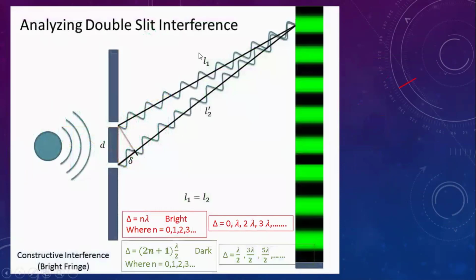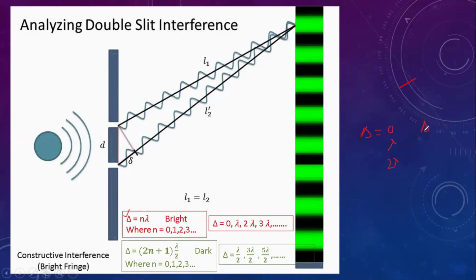Let's see this example. Before that, as we know, if you want a bright fringe, there is a condition that the path difference should be n lambda. That means delta is equal to, if you take n equal to 0, meaning delta is equal to 0, then we can say it is bright. For example, if you take 1, then it is lambda. If you measure the path difference and it is lambda, then it is also bright. If you get 2 lambda, that is also a bright condition. These are the bright conditions.